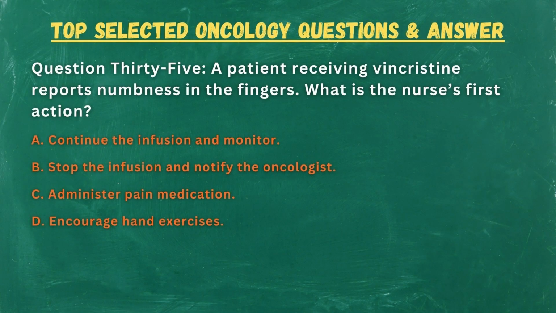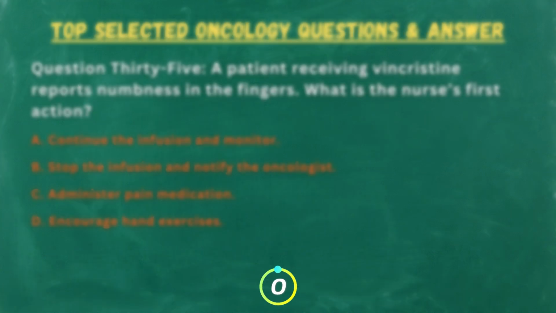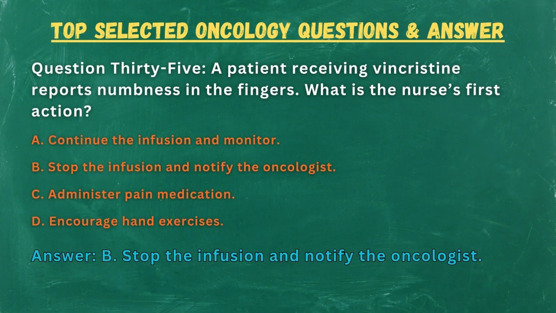Question 35. A patient receiving vincristine reports numbness in the fingers. What is the nurse's first action? A. Continue the infusion and monitor. B. Stop the infusion and notify the oncologist. C. Administer pain medication. D. Encourage hand exercises. Answer: B. Stop the infusion and notify the oncologist.